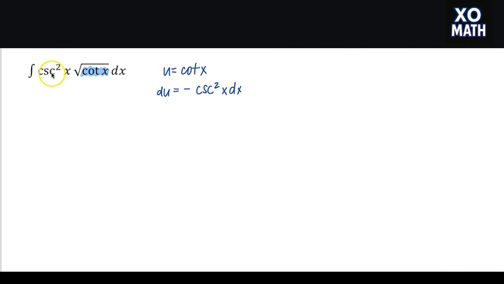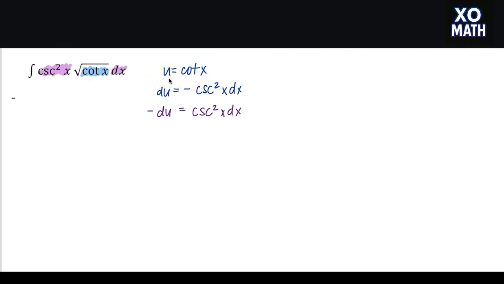Now we almost have that. We're just off by a constant multiple, a number, a negative. So we will go ahead and multiply the negative to the other side. So we'll have negative du is equal to cosecant squared x dx. So cosecant squared x dx can get replaced with a negative du. And cotangent x will get replaced with a u.